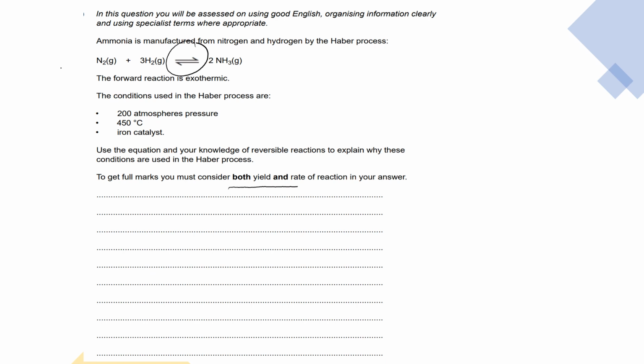Pay attention to the stuff in bold. So not only commenting on the yield, how much you're making, also the rate of reaction. So let's look at each one individually. So first of all, we're going to look at the pressure.